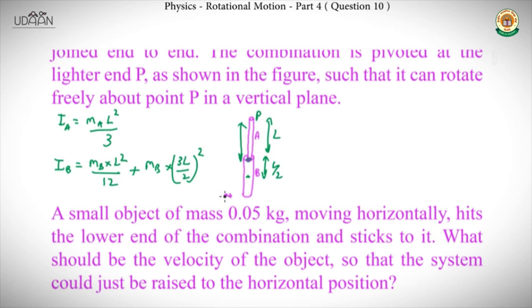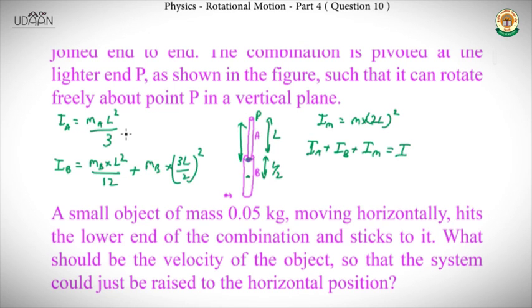Now the small mass which is coming in also gets embedded into this body. So that will also be added into the moment of inertia of this entire body. Let's write it down as Im, which will be equal to m into (2L) square. Now if we add Ia plus Ib plus Im, this will give me the moment of inertia of the entire body, which we'll write down as I.